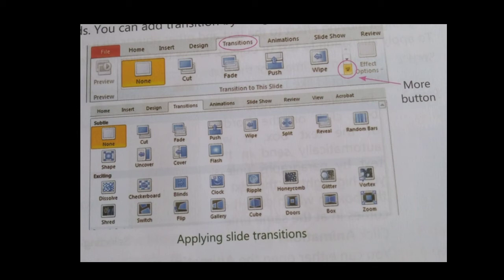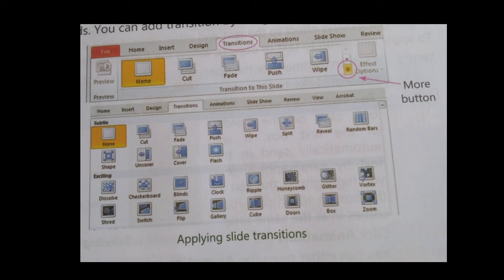Step 1. Choose a slide. Step 2. Click on the Transitions tab of the ribbon to access the slide's transition options. The most common slide transitions are shown as icons on the ribbon. Step 3. Click on the More button to see the complete list of transitions available or scroll through the list one row at a time.